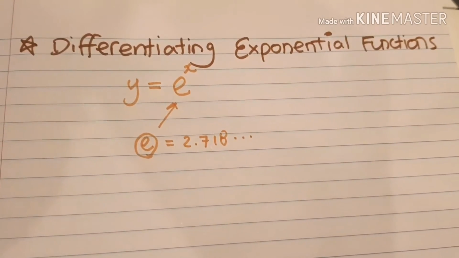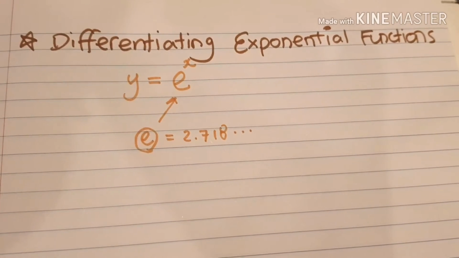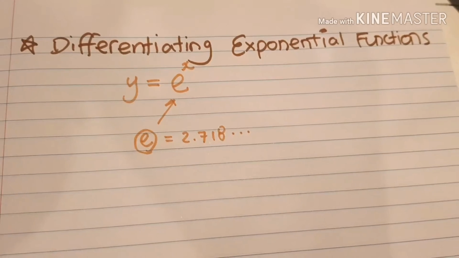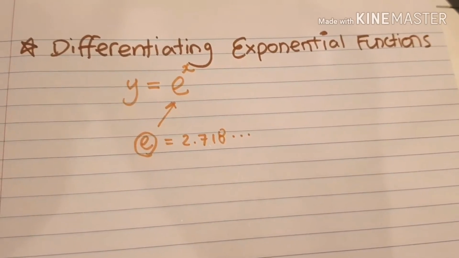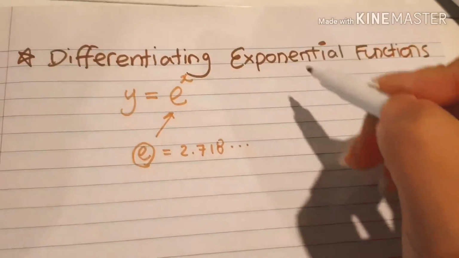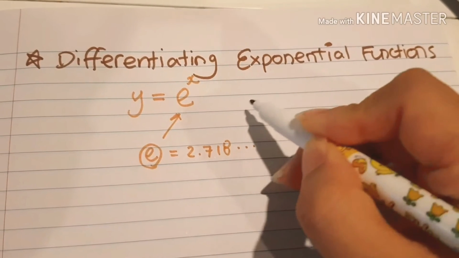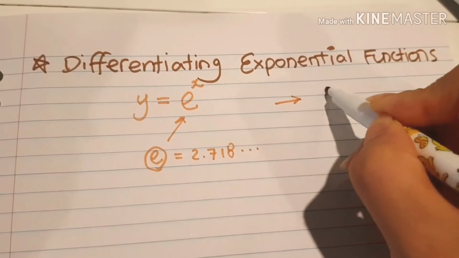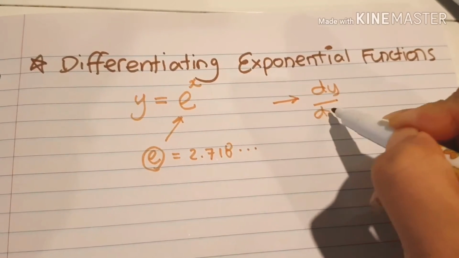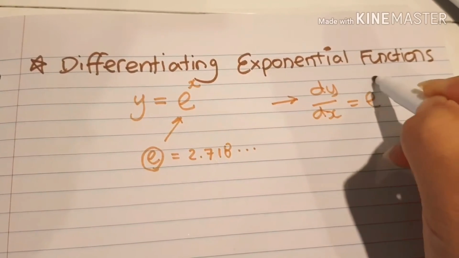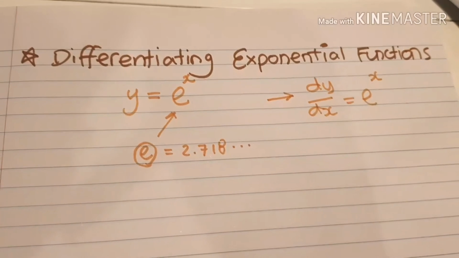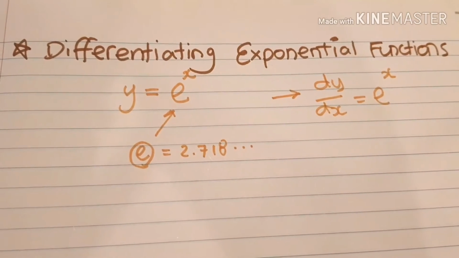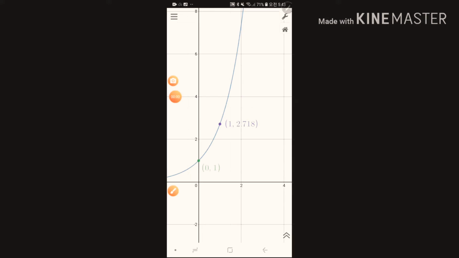This exponential function is a very interesting function because it is its own derivative. So if I differentiate y equals e to the power of x, I'll get the same value, still e to the power of x. Let's have a look why this is like this.